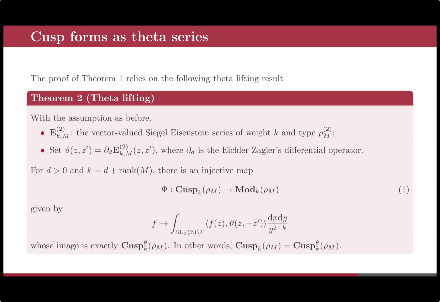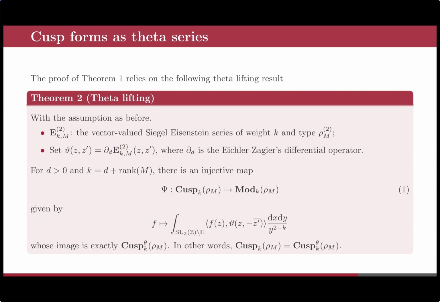And for people who are not familiar with the vector valued Siegel series, Eisenstein series, and Eichler-Zagier differential operator, you can ignore this. If you look at the definition, this is typically a theta lifting map. So you're doing the product with the theta series and doing the integration along one side, and you get some modular forms on the other side.